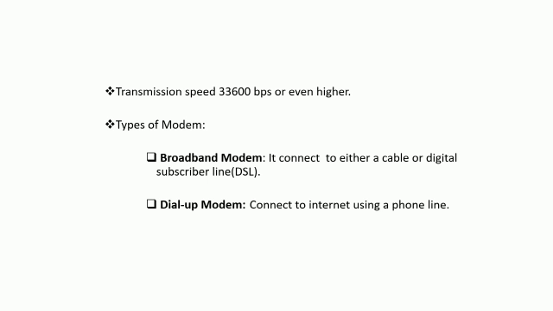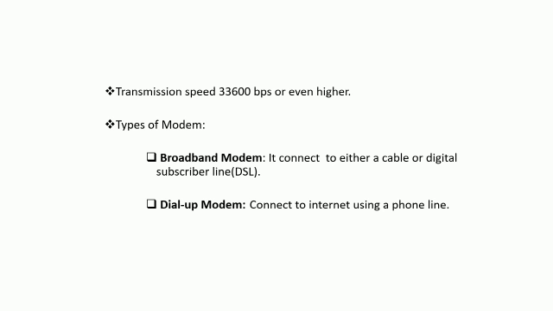If we talk about the transmission speed of modem, it is about 33,600 bps, or you can even get higher speed than this. Then talking about the types of the modem, there are two types of modem. One is the broadband modem and the other is the dial-up modem.